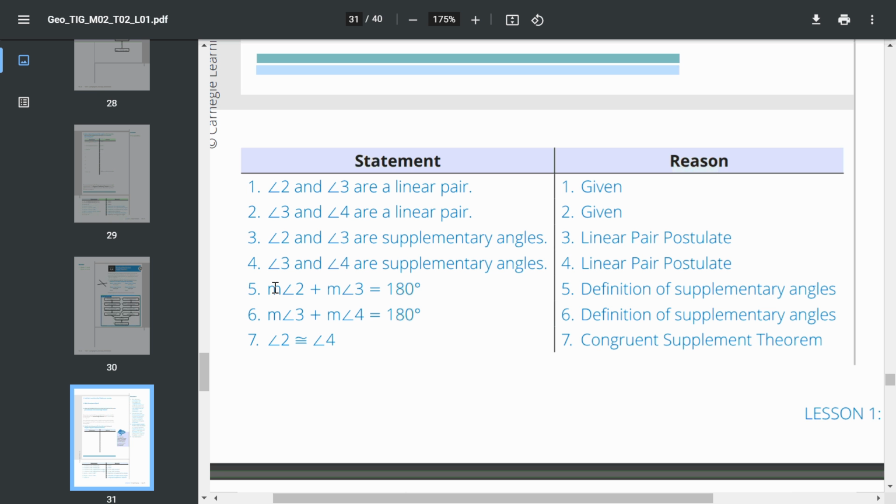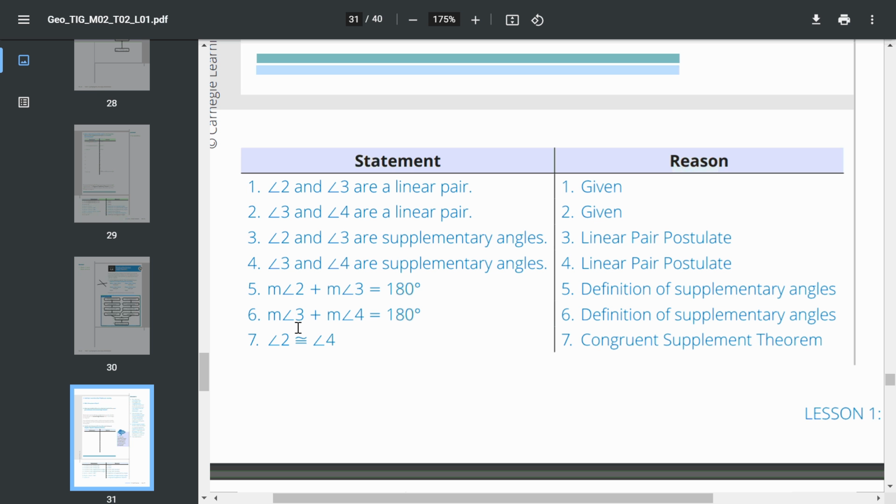Then we can put in stating the measures. Measure of angle 2 plus the measure of angle 3 is equal to 180 degrees, and measure of angle 3 and measure of angle 4 is equal to 180 degrees by the definition of supplementary angles. Now, we are skipping a few steps here.